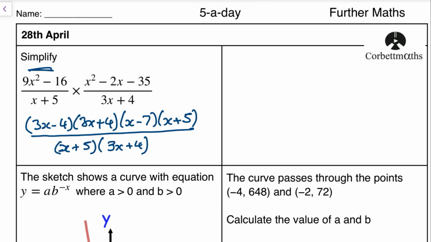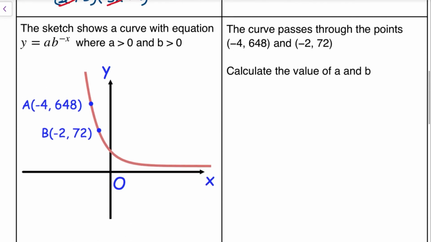And now I would expect some things to cancel here. And indeed they do. So I can see my 3x plus 4s cancel. I can see my x plus 5s cancel. So actually that just leaves me with the two brackets, doesn't it? That just leaves me with 3x minus 4 and x minus 7. Nice question. Could be a GCSE question, but equally good, nice question.